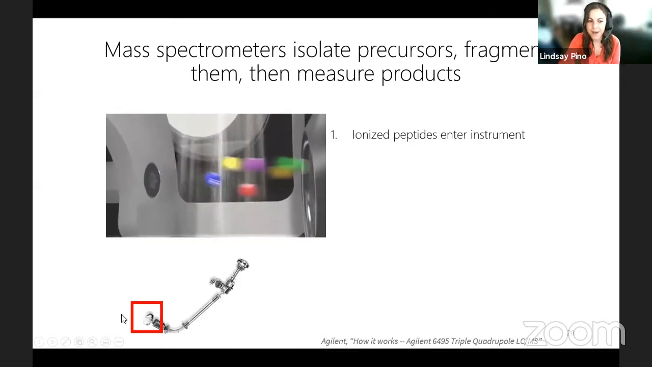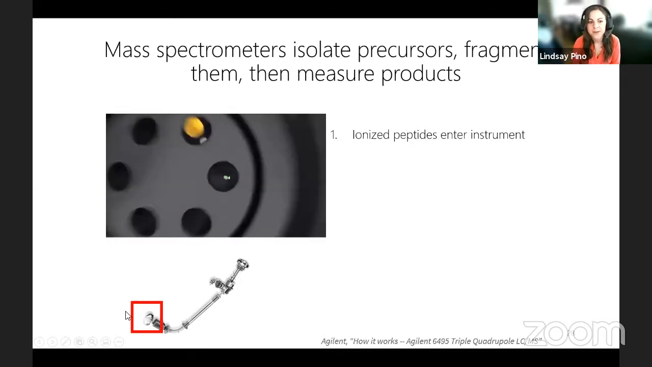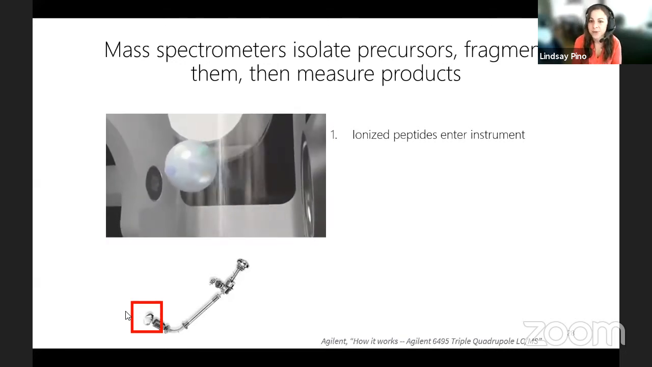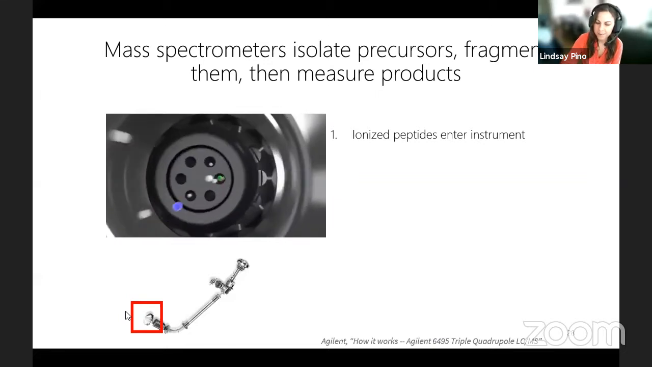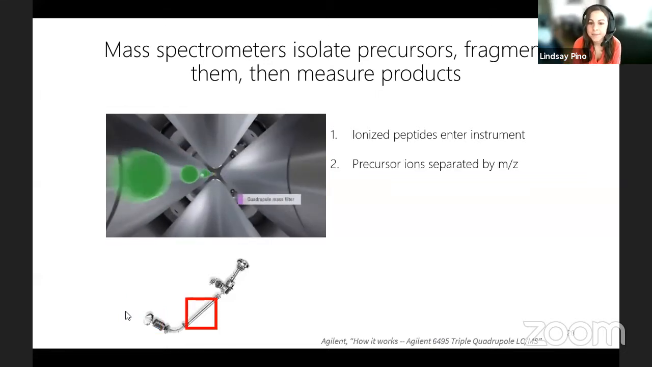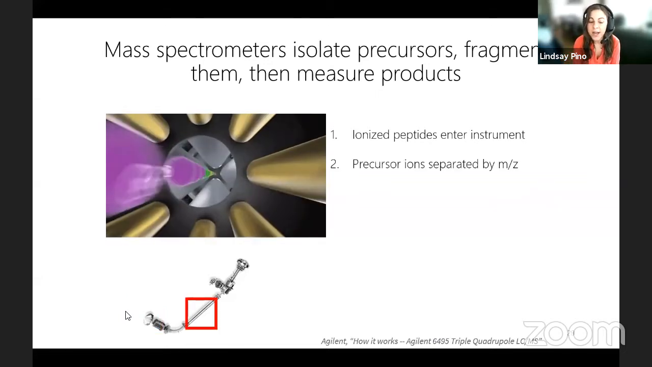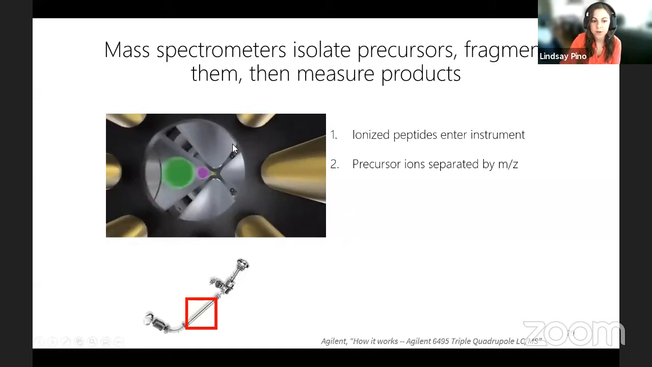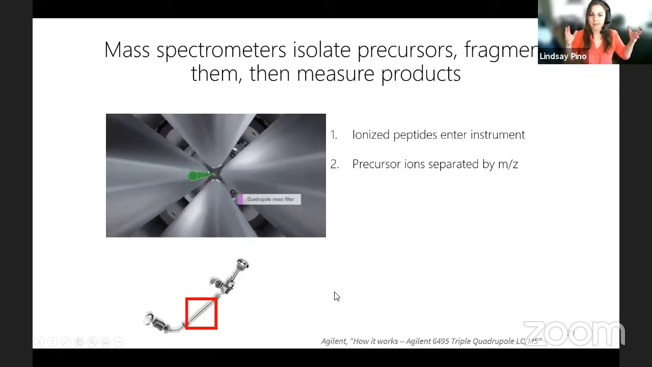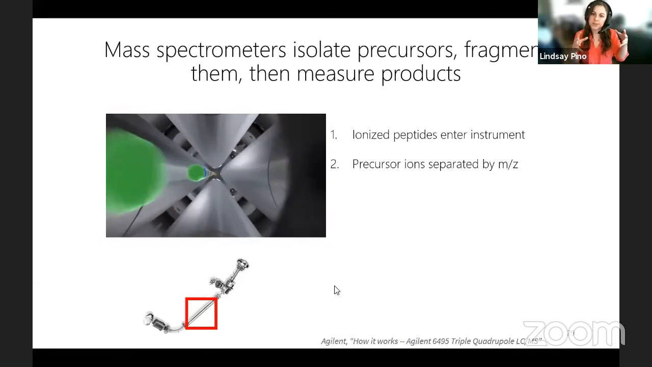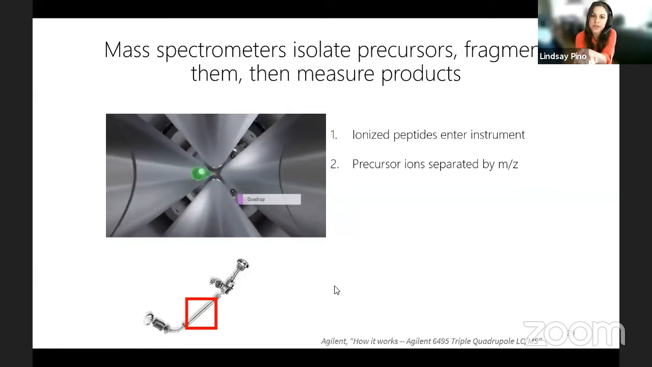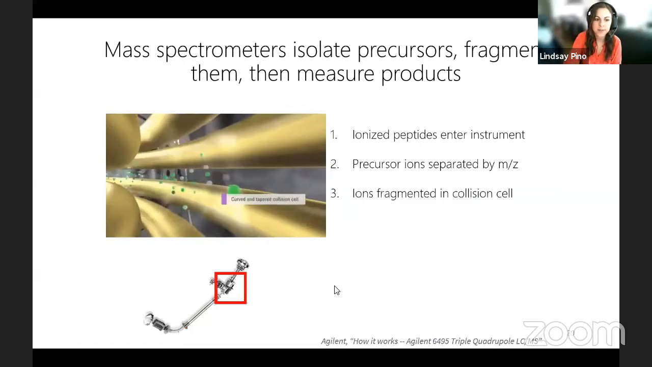The first step in the components of a mass spectrometer, they all share the same thing, is getting the ionized peptides, the precursors, to enter the instrument. The second step is to separate precursor ions by their mass to charge using what's called a quadrupole. So now we have ionized all of the peptides, they're inside the mass spectrometer, and we're selecting for just one precursor mass to charge value.